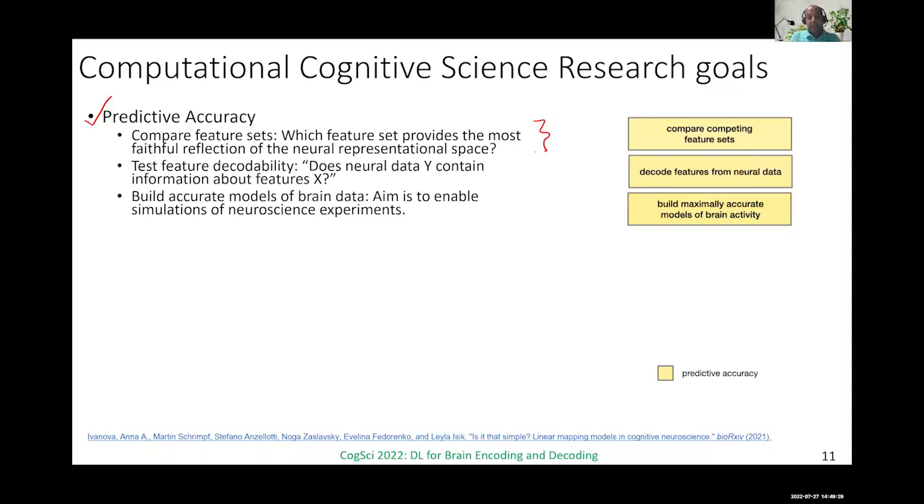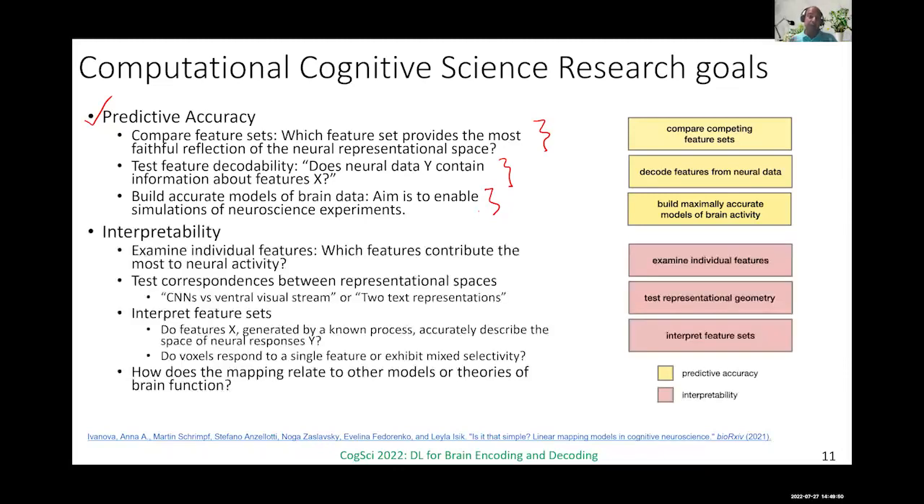Also test feature decodability, in the sense of whether the neural data contain information about certain kinds of features. For better understanding of language, for example, does part-of-speech tagging matter? Questions of that kind. And build accurate models of brain data, so as to have accurate encoding and decoding. So that's one of the goals: improving predictive accuracy.